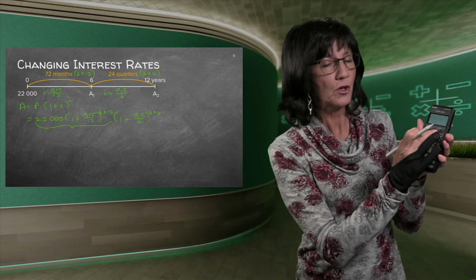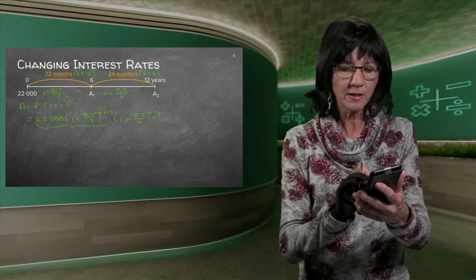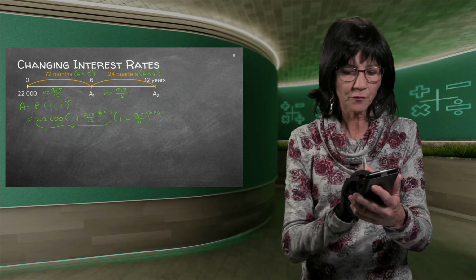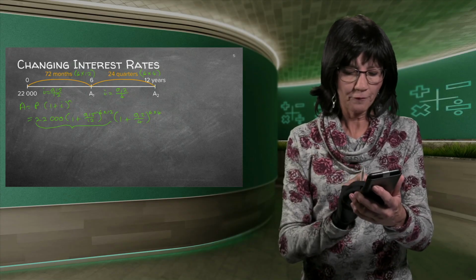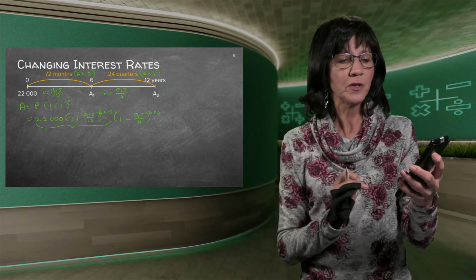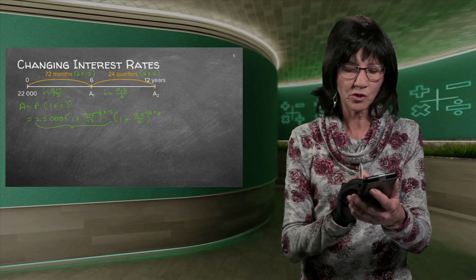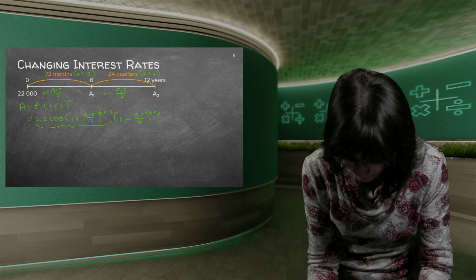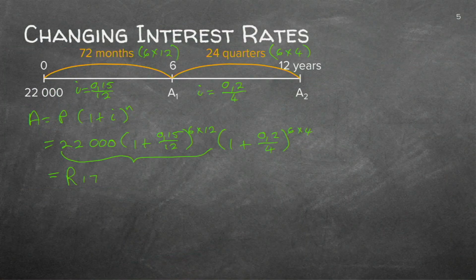Make sure you go with your cursor to the right. You don't want to stay in the exponents. Then you put another bracket, just as you see in front of you, 1 plus fraction 0.2 over 4. Go to the right-hand side with your cursor, make your bracket. Make sure you've got exactly the same as you see in front of you there, to the power of 6 times 4 is 24. And then you press the equal sign. And that gives you, always put the rand sign in front, because this is your final answer.